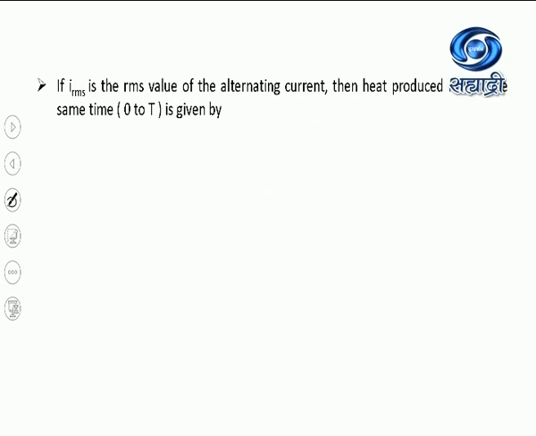If IRMS is the RMS value of the alternating current, then heat produced in resistor R in the same time, that is from 0 to T, is given by H is equal to R into I square RMS into T. Here what we are considering, that to produce same amount of heat in the same resistor R, in the same time interval T, how much amount of DC current, means steady current, we have to pass through it? That is equal to I square RMS. And that's why here we have H is equal to R into I square RMS into T.